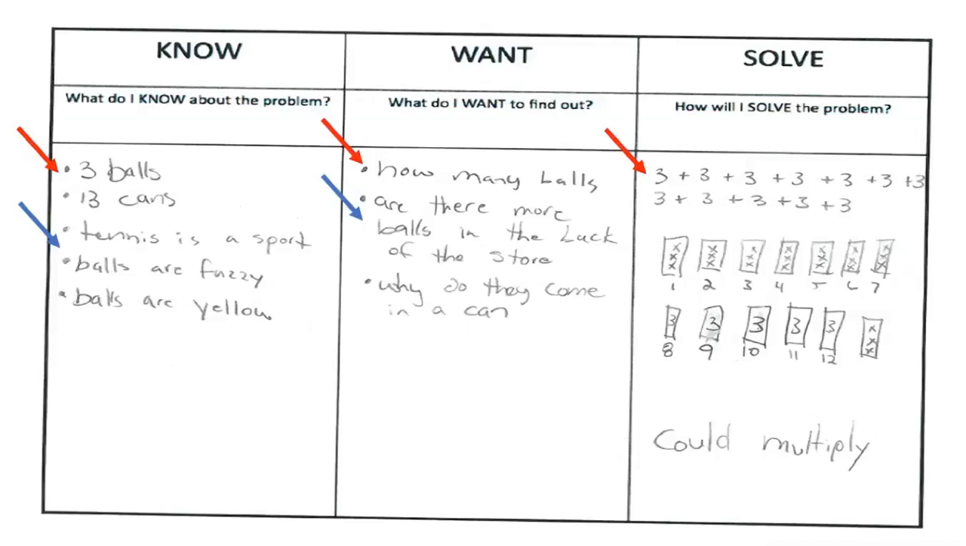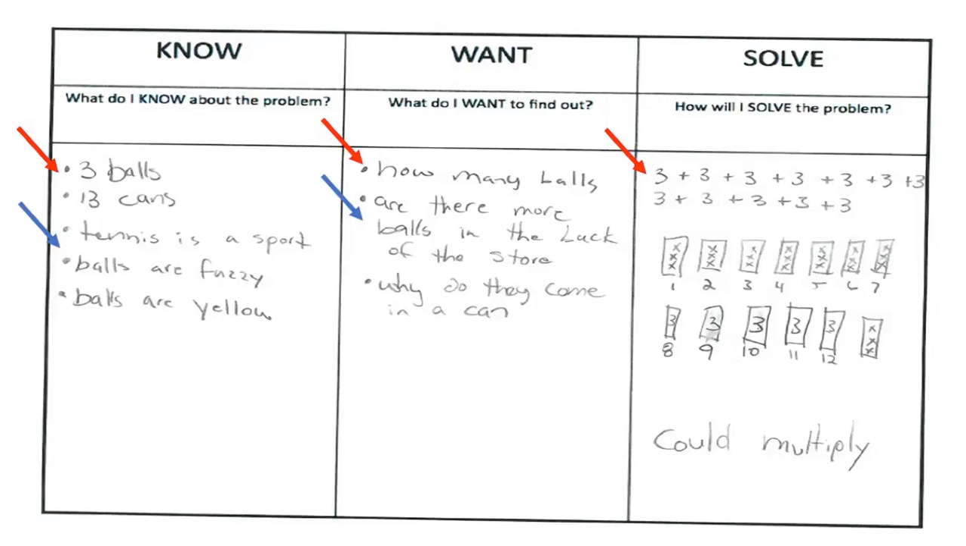Student work, problem you just saw. 3 balls, 13 cans. Tennis is a sport. Balls are fuzzy. Balls are yellow. What the heck is that? And in fact, if you look at the red arrows, they identify the math that we want kiddos to pull out in a problem, but we also encourage students to pull out context and other things. So, for example, tennis is a sport, the balls are fuzzy and the ball is yellow.